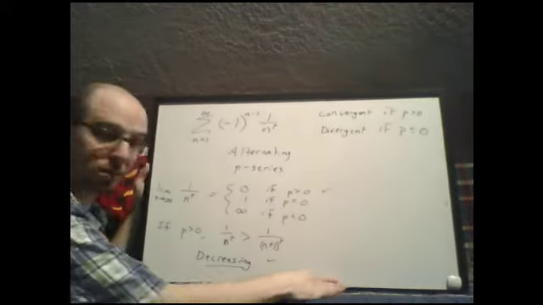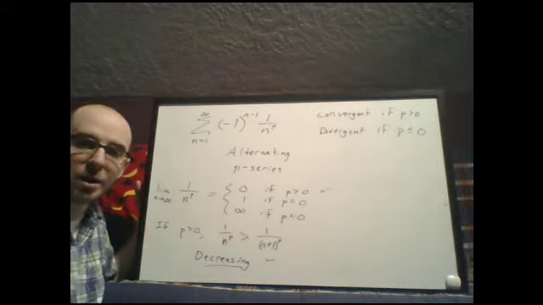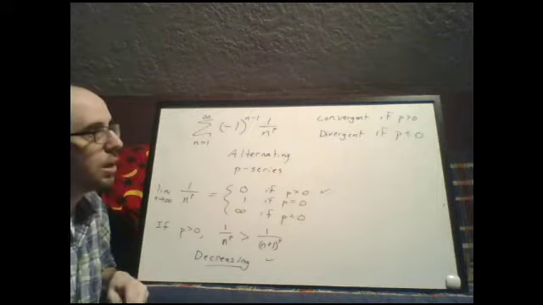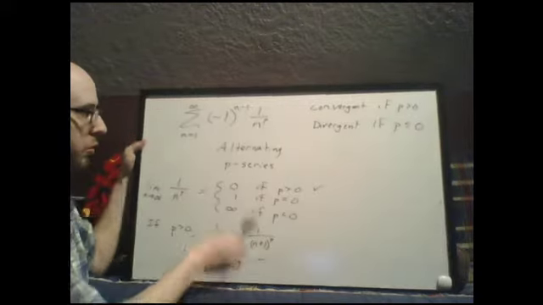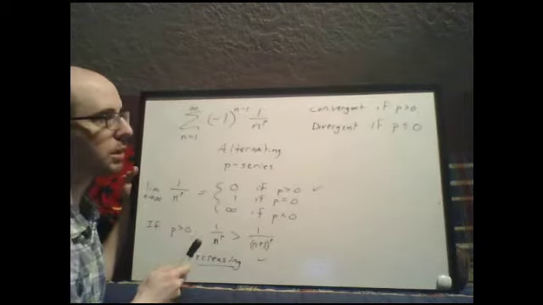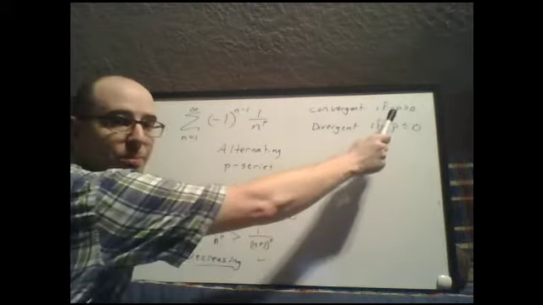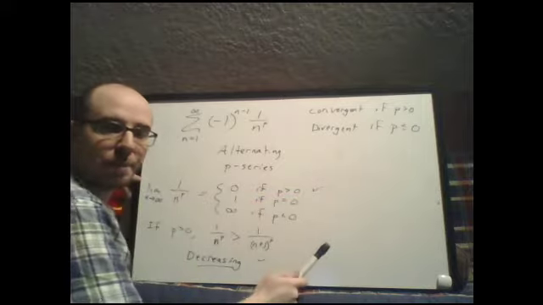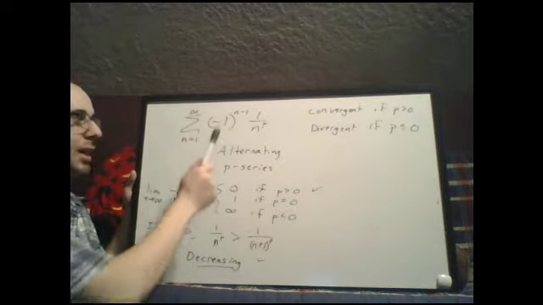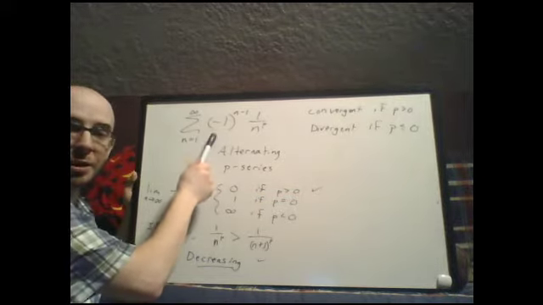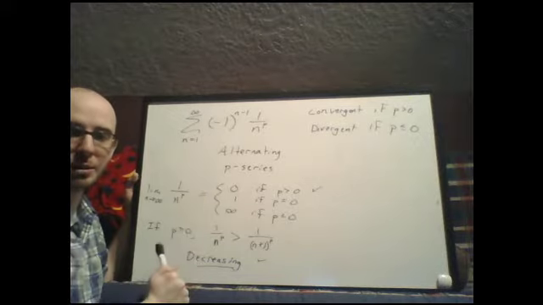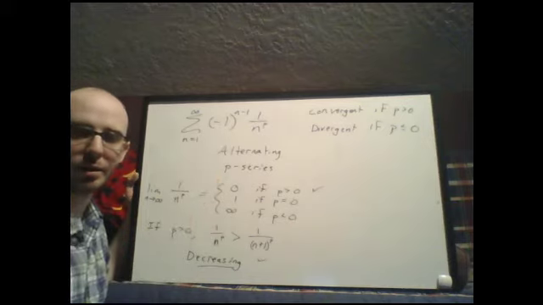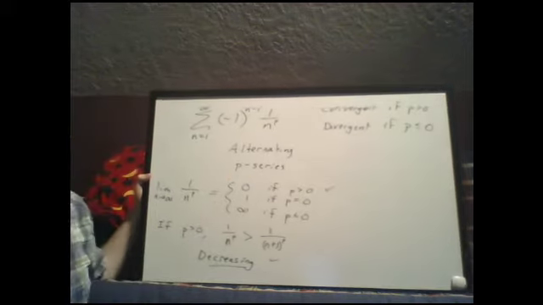So go back and compare that with the regular p-series test. Those, if you don't have the alternating aspect, were convergent when p was bigger than 1 and divergent if p was less than or equal to 1. So like I was saying, more of the alternating ones converge than the ordinary p-series. It's easier to converge if you have the alternating signs in your terms.